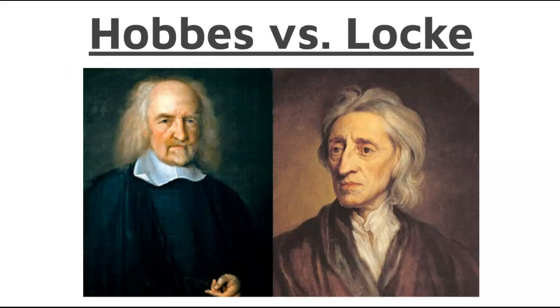So Hobbes versus Locke. Picture of Hobbes on the left, picture of John Locke on the right. There's two things we're going to review. One is the worksheet from yesterday. It is graded, but you need to make sure you correct it. So right now, go to Google Classroom, open up that worksheet, and get ready to correct whatever you got wrong.